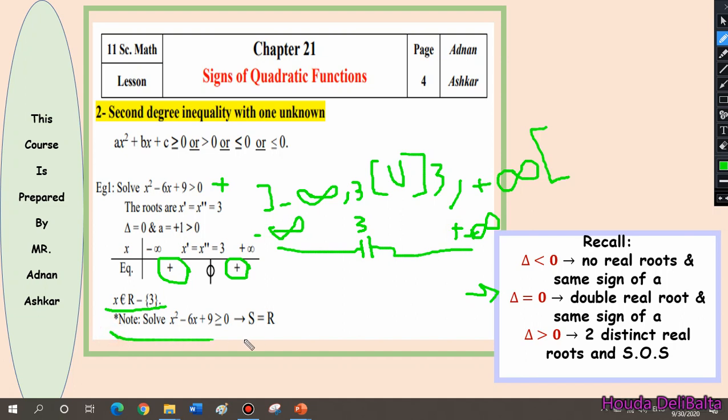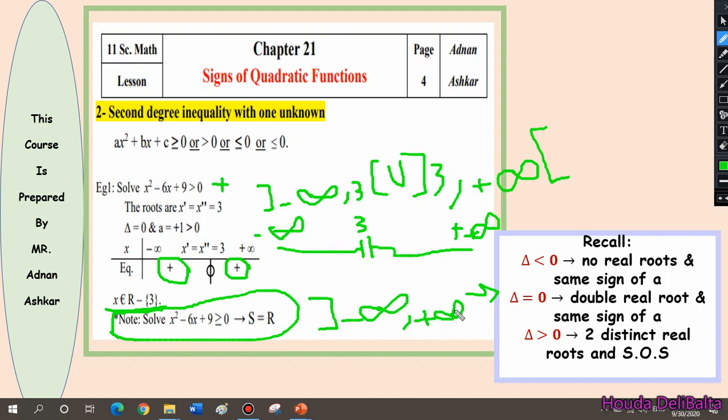While if the inequality was x squared minus 6x plus 9 greater than or equal to 0, if there is an equal, then the solution is R. Then we need it when it is positive and when it is equal to 0. That's why we don't have an exception, and the solution is R, in interval form from minus infinity till plus infinity.